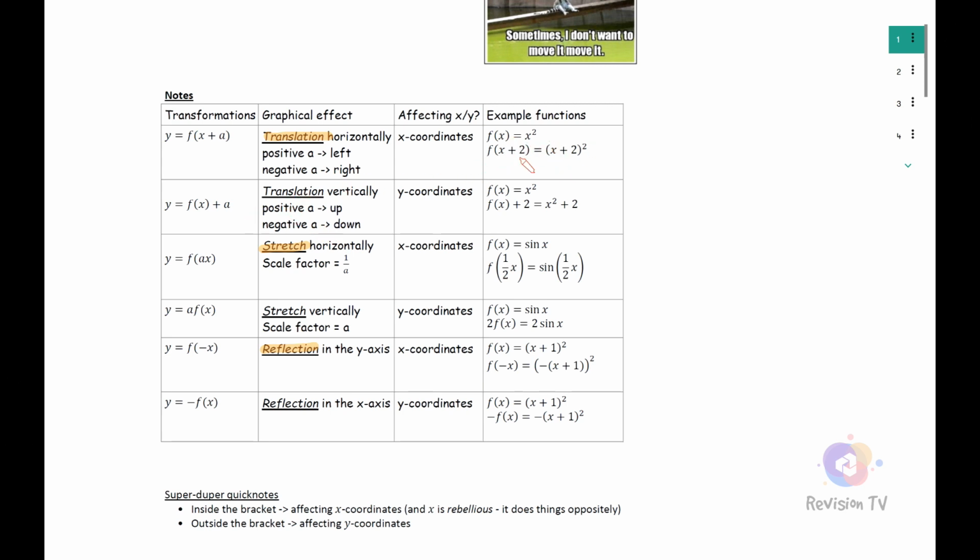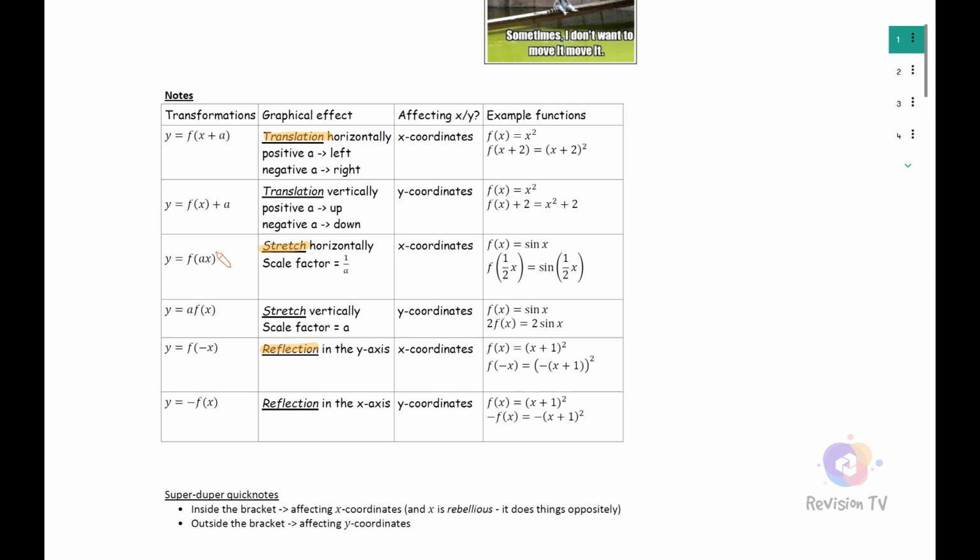For example, if you have f of x equals x squared, if you have f of x plus 2, then the function becomes x plus 2 squared. However, if the plus 2 is outside, you can see the function is different, x squared plus 2. We'll talk about this in a similar concept as composite function, I guess.